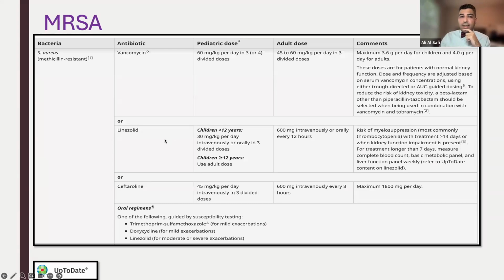Linezolid is another option, but has some side effects, especially low platelet counts, which happens two weeks into therapy for some reason. And we have an option called ceftaroline. We don't use it initially, but we save it for more resistant infections. Linezolid has an IV form and an oral option, so we can use it as a step-down therapy or in the outpatient setting as well.